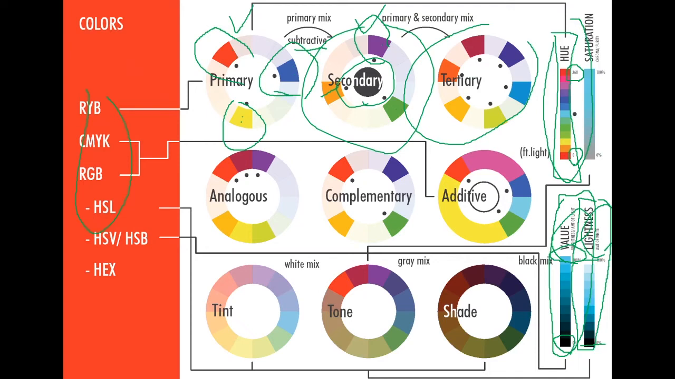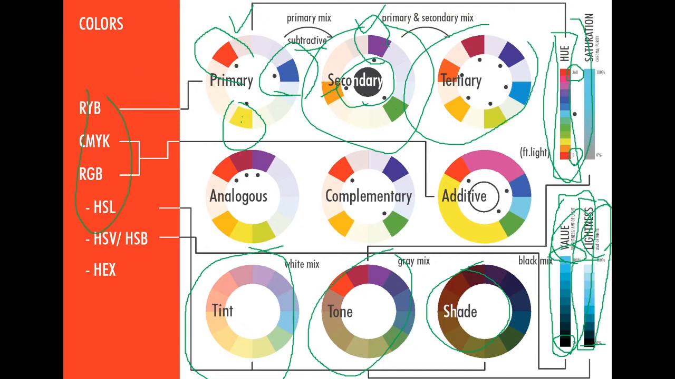With white mixed, as I said, you get a tint. When gray is mixed, you get a tone. With black mixed, you get shades of the colors. You can change the amount of gray, white, or black mixed. You get thousands, well, I don't know, so many types of color.